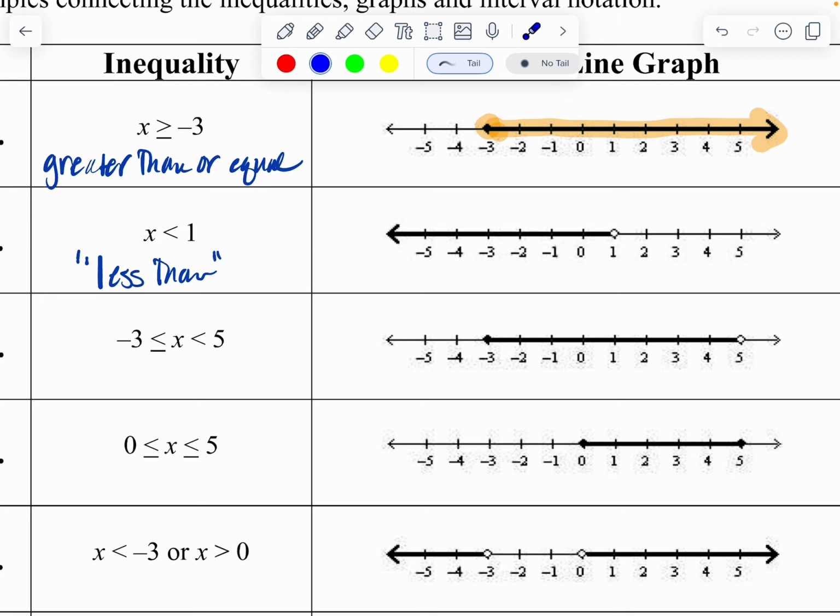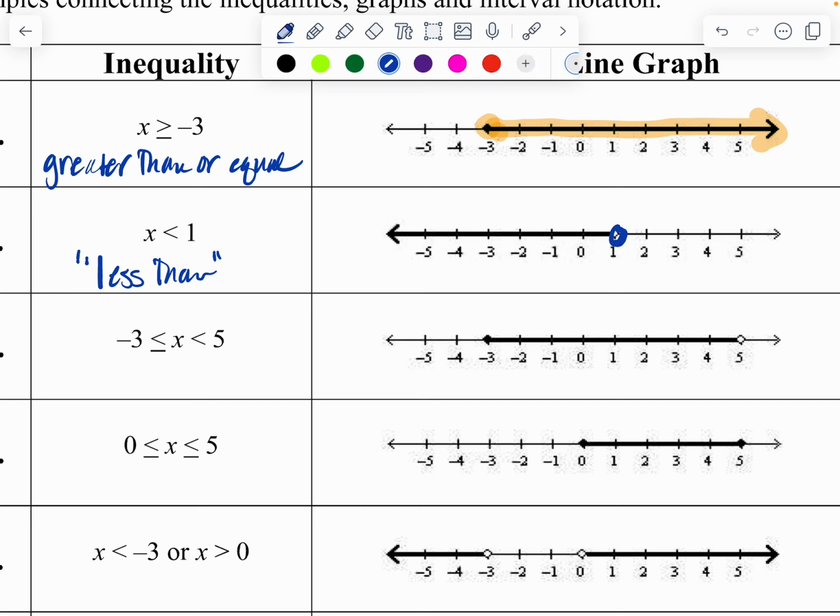The way we show that on the number line graph is we put an open dot on 1 to say it can't actually equal 1, but it's going to get really, really close. So it can be all of these numbers that are less than 1, and it can get as close as possible to 1. It can be 0.999999999, as close as we can get. The best way for us to show that is with an open dot.